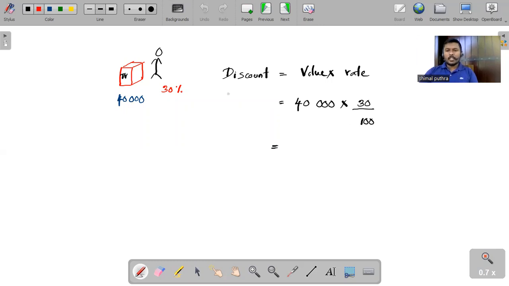So the answer is equal to, zeros will be cancelled. 400 into 3, just forget about these zeros. 4 into 3, that is just 12, and then the zeros. That means the answer is 12,000. They will discount 12,000. That means we have to pay just 28,000 for that TV. That's how we are dealing with the discount.